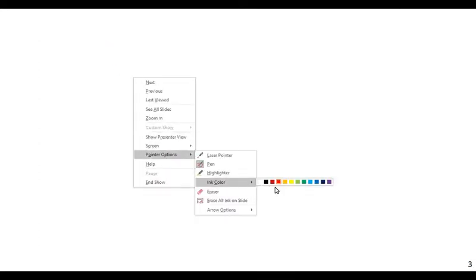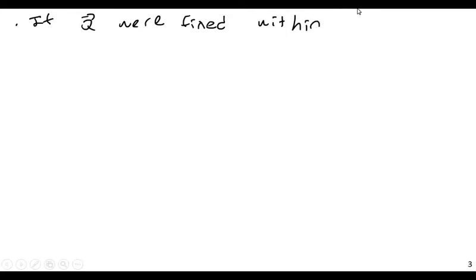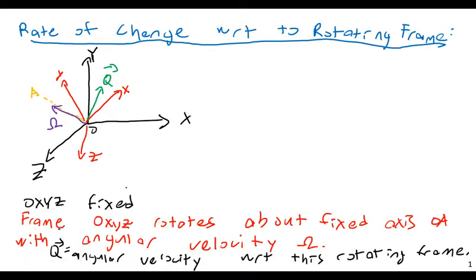Now, some other notes here. If Q were fixed within OXYZ, so Q is free to move, but if Q were fixed within OXYZ, this here should actually say Q is just a displacement vector. I should say this is not angular velocity, this should be more of a displacement vector, sorry. Q is a displacement vector, just a position in space.